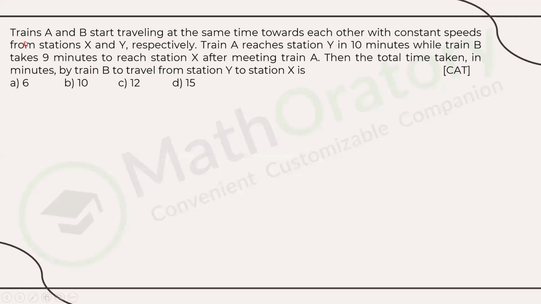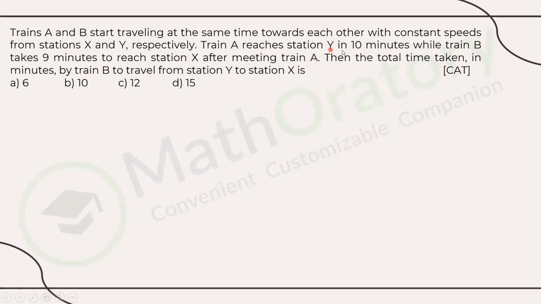We have trains A and B that start traveling at the same time towards each other with constant speeds from station X and Y respectively. So A from X, B from Y, and traveling towards each other. Train A reaches station Y in 10 minutes, while train B takes 9 minutes to reach X after meeting train A. You have to read this part carefully here.